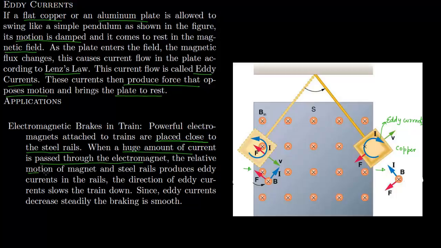relative motion of the magnet and the steel rails produces eddy currents, because the magnets are placed in the train and are moving with the train, while the steel rails are stationary. This change in flux on the steel rails produces the eddy currents, and the direction of the eddy currents is such that it will slow the train down. Now since eddy currents decrease steadily, the braking action in the trains is very smooth.